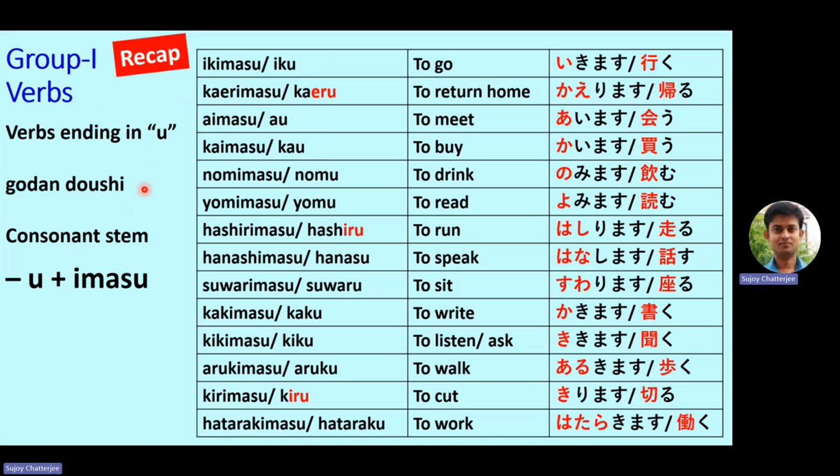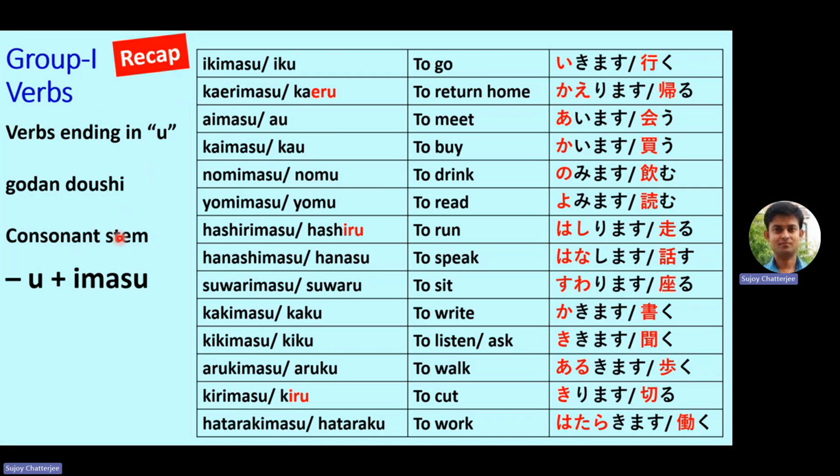Why? Because if we remove this u, then the remaining stem ends in a consonant sound. For example, if we remove u here, it ends in m, which is a consonant, no.